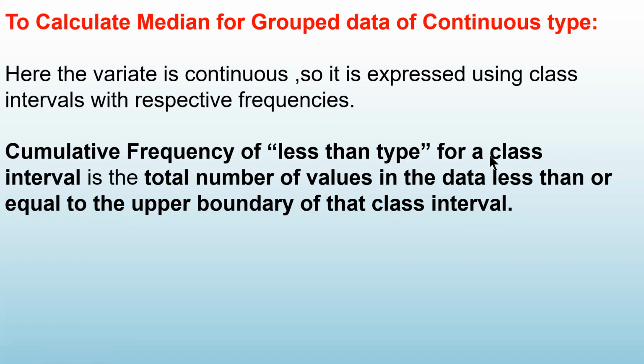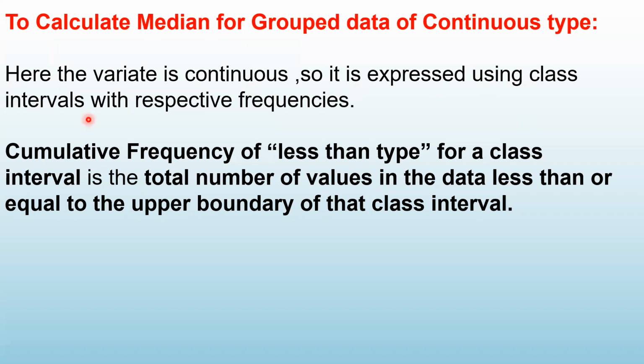Okay. Now let us see how to find the median for the continuous type of data. So to calculate the median for grouped data of continuous type. What is the meaning of continuous type? Continuous type means you will have been given class intervals. So that means the variate is continuous. So it is expressed using class intervals with respective frequency.